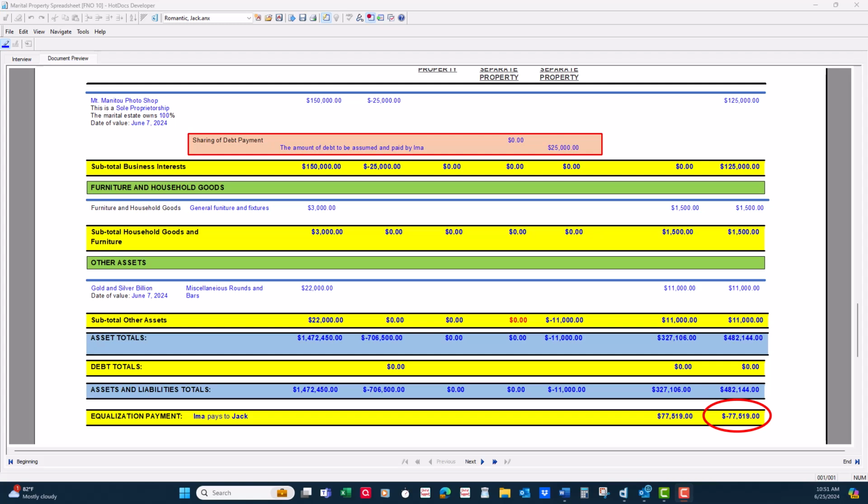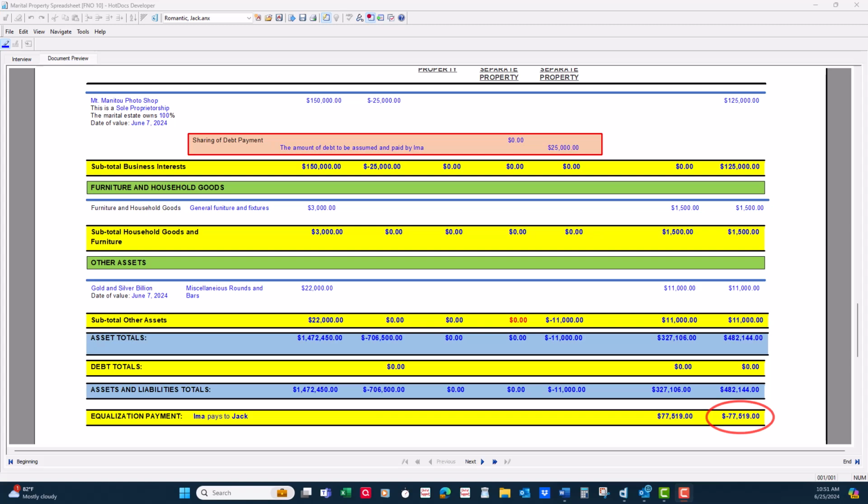Looking at the preview, Jack's total assets and liabilities equals $327,106, while Suzanne's value is $482,144. This requires an equalization payment of $77,519 from Suzanne to Jack.